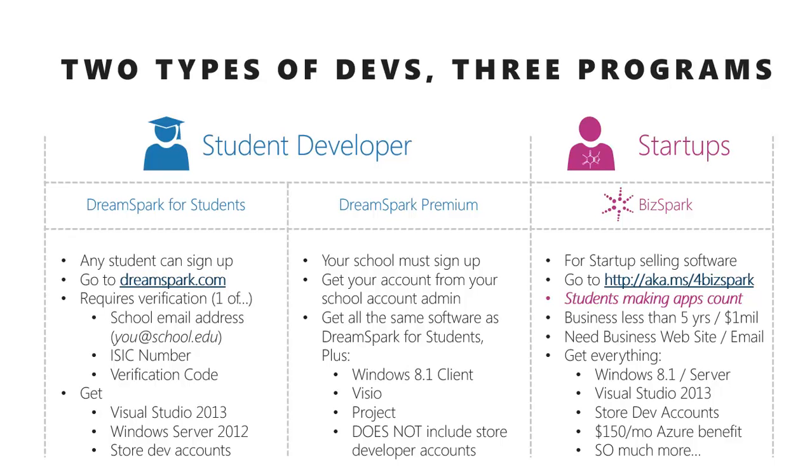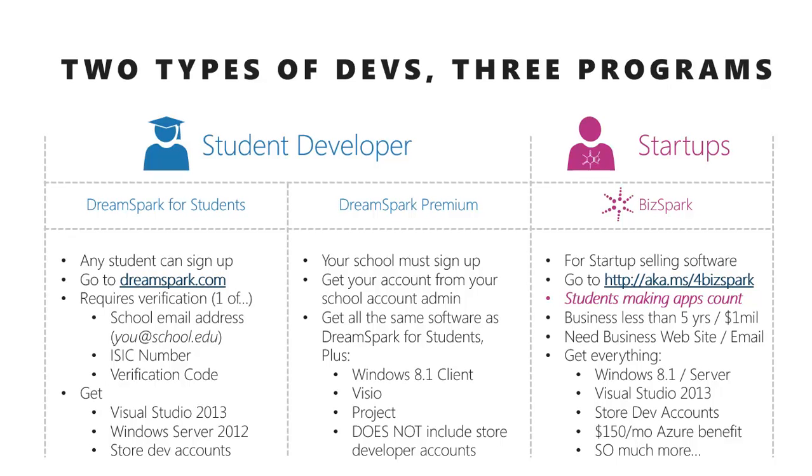However, we have a third program specifically for startups called BizSpark. BizSpark is for companies that are thinking about selling software or apps. You can just go to the link on the screen there or just bizspark.com. But students who are thinking about making apps and selling them into the stores count. If you're thinking about selling an app, you're a startup. Really, the criteria is just that your business is less than 5 years old.